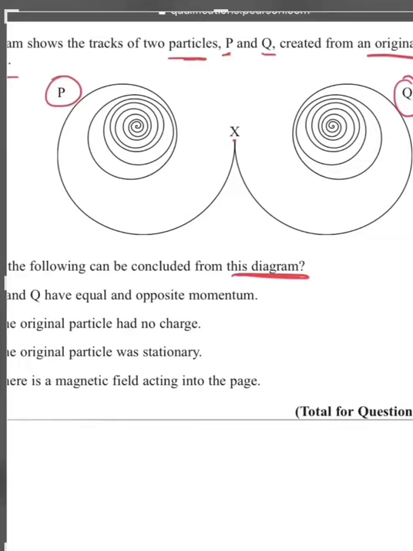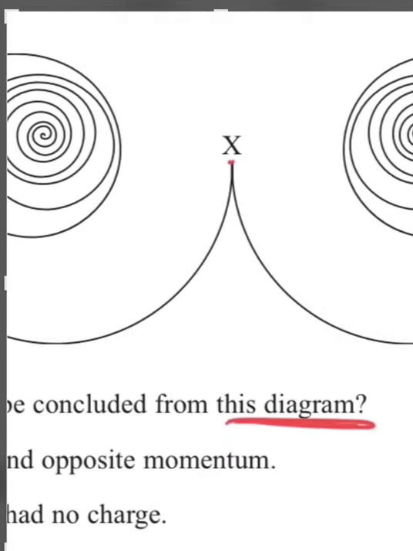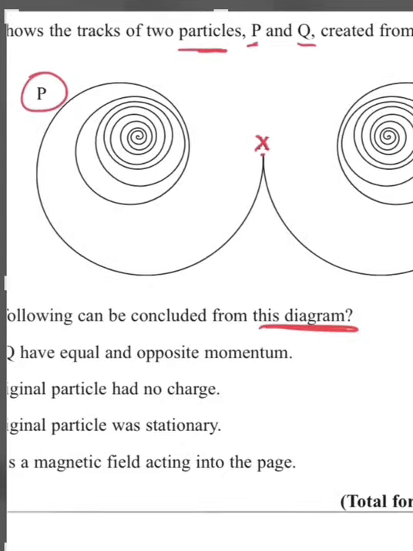And besides that, we do not have proper measurements here of where the particles are going. For example, from here, this can have a certain horizontal momentum and a certain vertical momentum. So we do not have enough data to calculate the momentum itself. So we cannot conclude actually whether they have equal and opposite momentum or not.